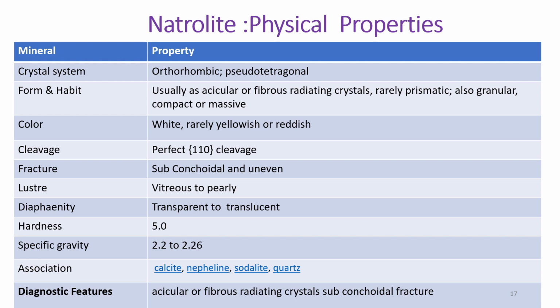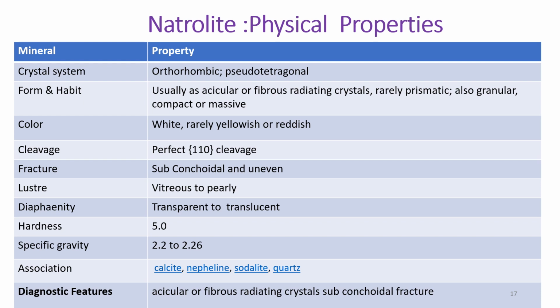Color, it occurs in white, rarely yellowish or reddish colors, and the cleavage is perfect on 110, and fracture is subconchoidal to uneven, and luster is vitreous, sometimes pearly also. Transparent to translucent is its diaphanity, and hardness is about 5, and specific gravity 2.2 to 2.6, and it is in association with calcite, nepheline, sodalite, quartz, and other zeolite minerals.